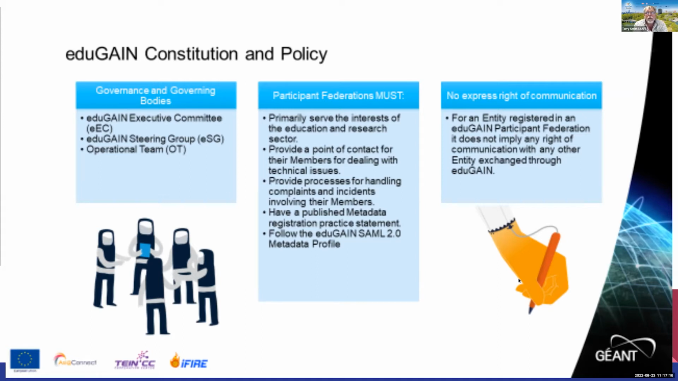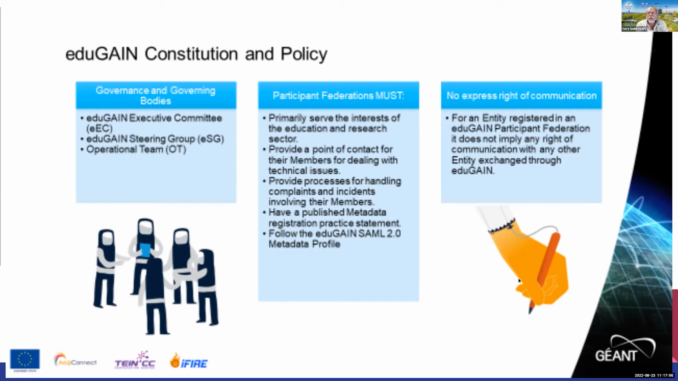So federations must primarily serve the interests of the education and research sector, provide endpoints for contacts for their members for dealing with technical issues, and similarly security issues is now a big thing. Provide processes for handling complaints and incidents involving their members, and have published metadata registration practice statements. There's a number of boxes that you need to tick to join, but they're not overly onerous. And they need to follow the Aggregating SAML 2 metadata profile. And it's just a standard saying what needs to be published in your metadata for IDPs and SPs.